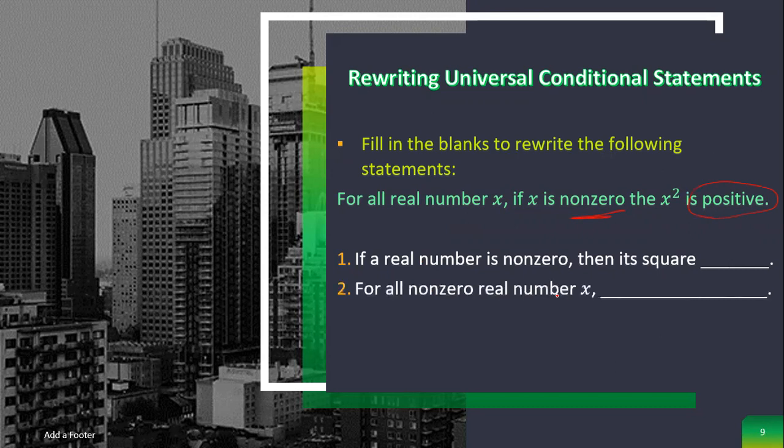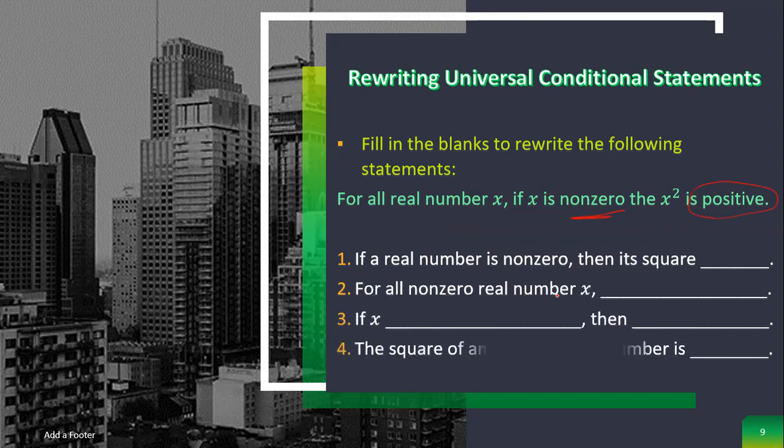Let's have this one. For all non-zero real numbers x, blank. If x blank, then blank. The square of any non-zero real number is blank. I'll give you time to answer. You may pause the video for a while, try to answer it, and then get back to this video when you're done. All right? Okay, now let's try to answer.